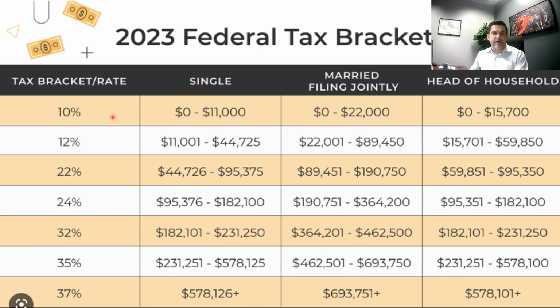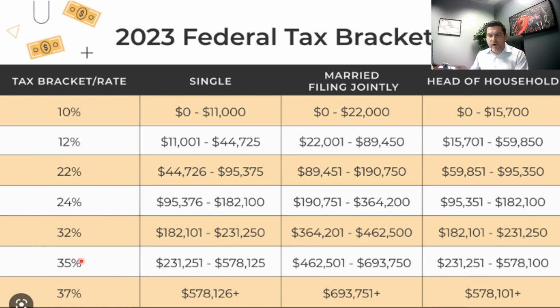Now keep in mind that here in the US we have a progressive tax bracket. So let's say you make $300,000 per year. Yes, you're in that 35% tax bracket, but not all of your dollars are going to be taxed at 35%. You're going to have dollars taxed at 32, 24, 22, 12, 10%. In fact, the minority of that $300,000 is going to be taxed at 35%.